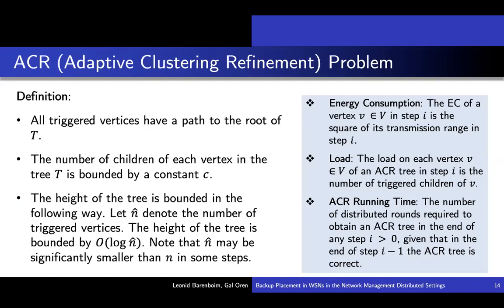1. All triggered vertices have a path to the root of T. 2. The number of children of each vertex in the tree T is bounded by a constant C. 3. The height of the tree is bounded in the following way. Let n hat denote the number of triggered vertices. The height of the tree is bounded by O(log n hat).